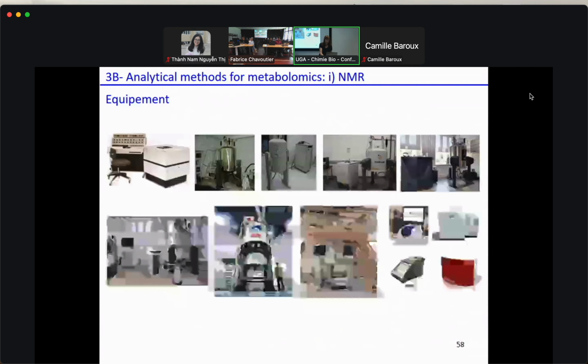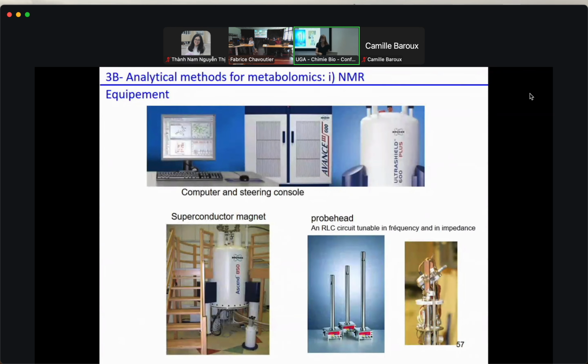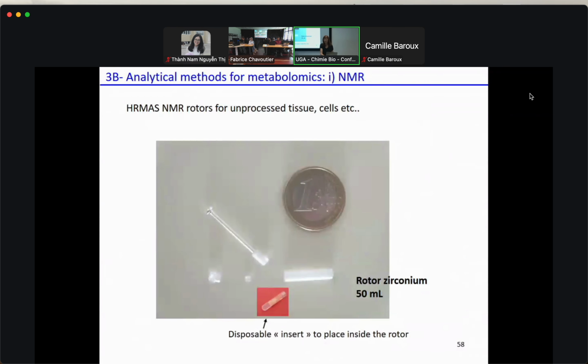because we spin at high speed. This tube is spun at very high speed, so it's necessary that the tube be very, very hard, so it is in zircon.